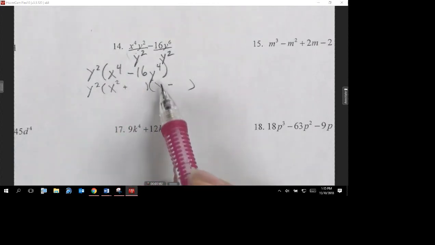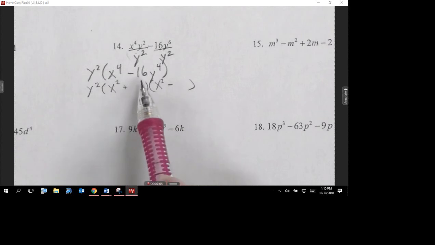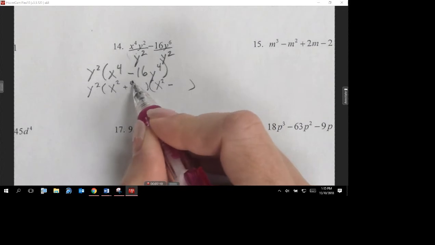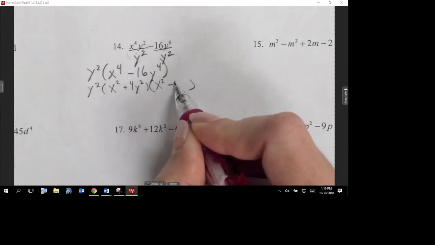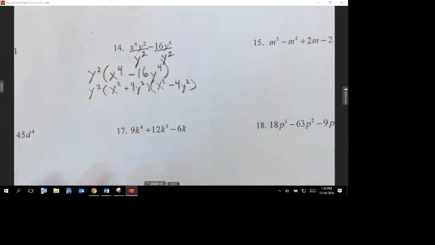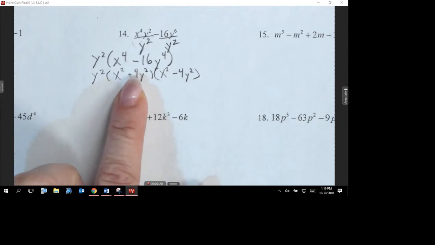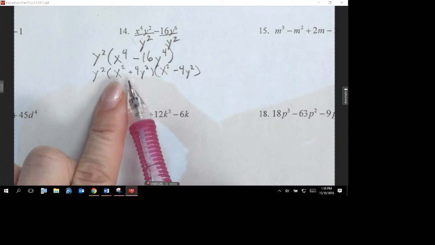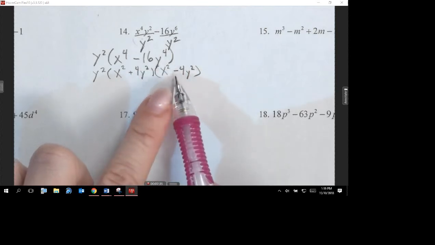X squared. What times itself makes 16 and y to the 4th? 4y squared. Now we're going to go back with each binomial. So with this first binomial, is this a difference of squares? No. Why? Because it's addition.